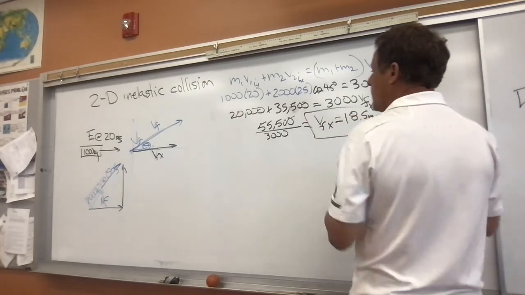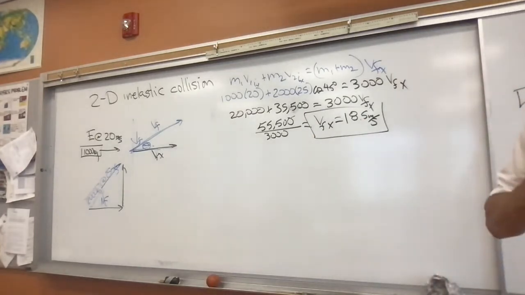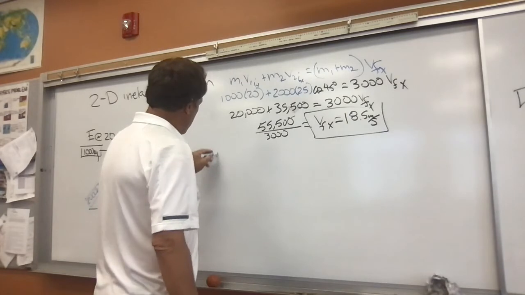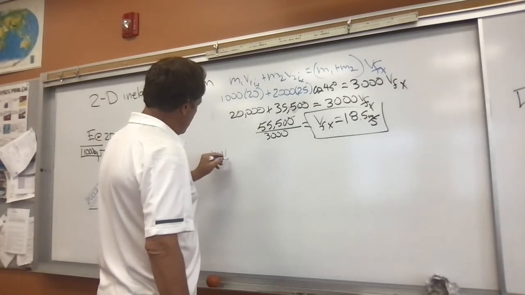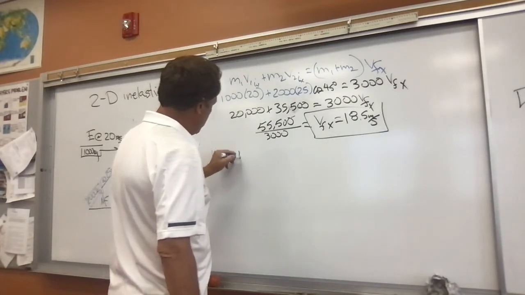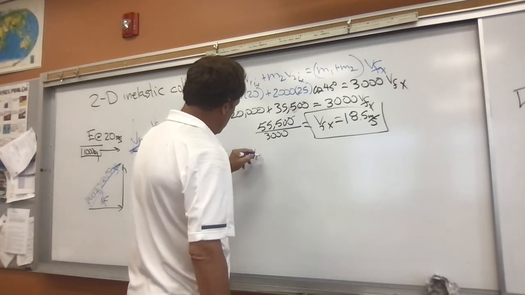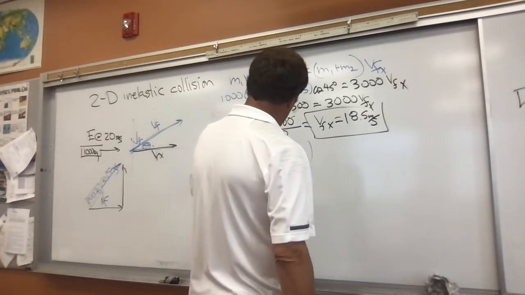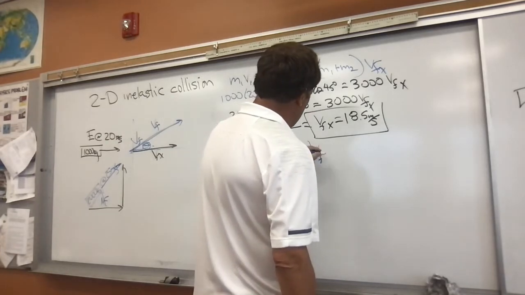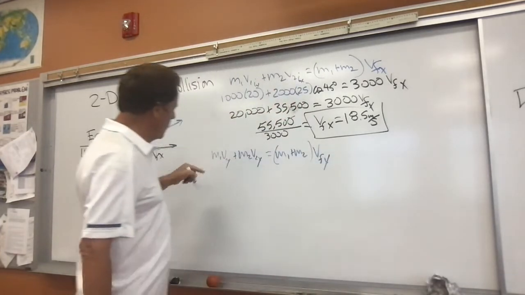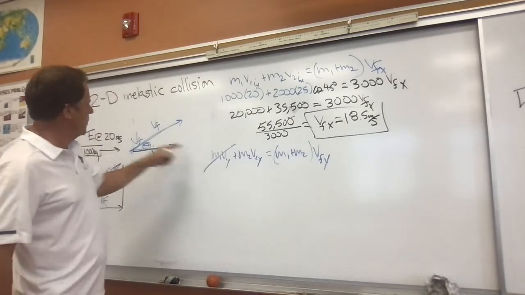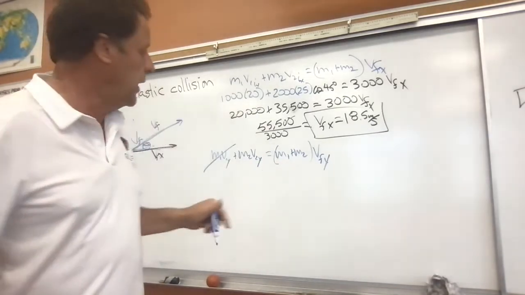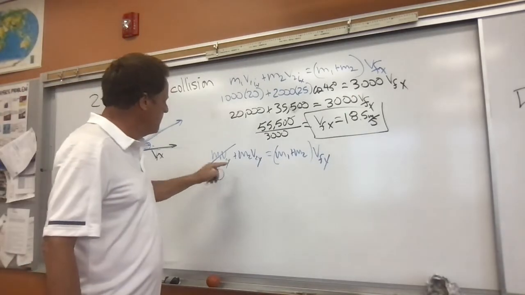But again, that is only in the x direction. All right, so now we're going to do the same thing. We're going to have m1v1 in the y plus m2v2 in the y is equal to (m1 plus m2) v final y. So if we notice this one right here, the initial velocity of our first object was not going in the y at all, so that's going to be 0.